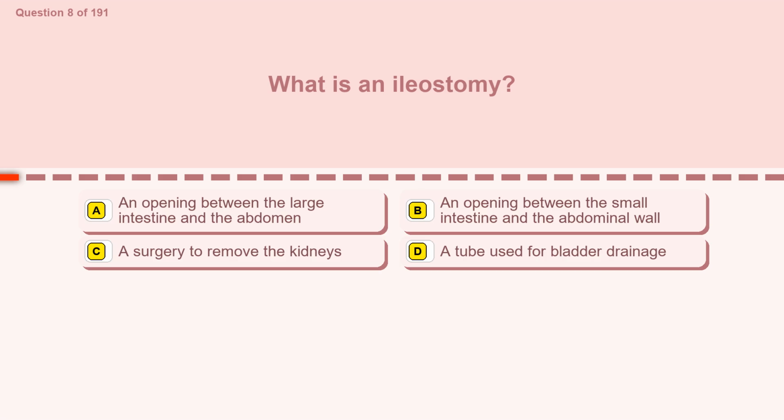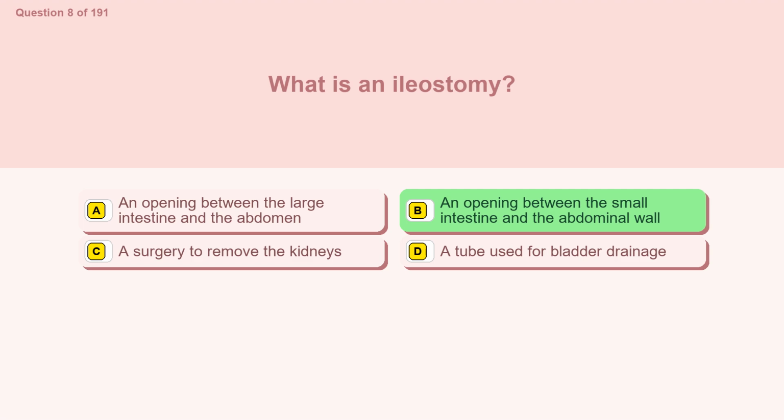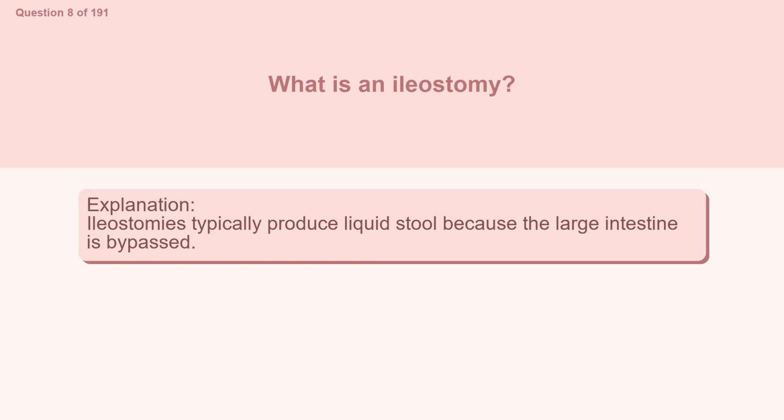Question 8. What is an ileostomy? Option A. An opening between the large intestine and the abdomen. Option B. An opening between the small intestine and the abdominal wall. Option C. A surgery to remove the kidneys. Option D. A tube used for bladder drainage. The correct answer is option B. An opening between the small intestine and the abdominal wall. Ileostomies typically produce liquid stool because the large intestine is bypassed.